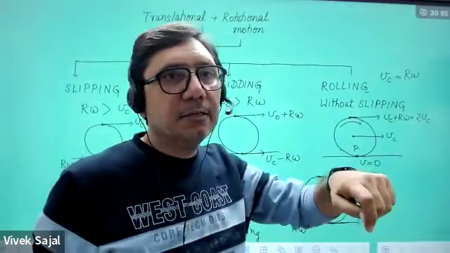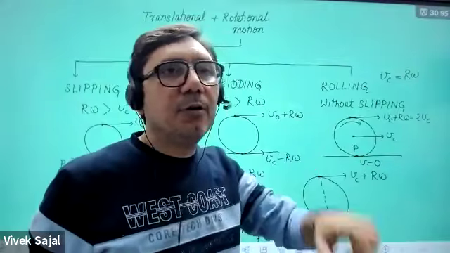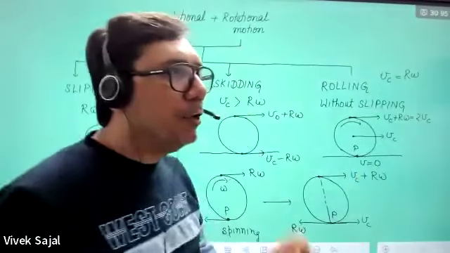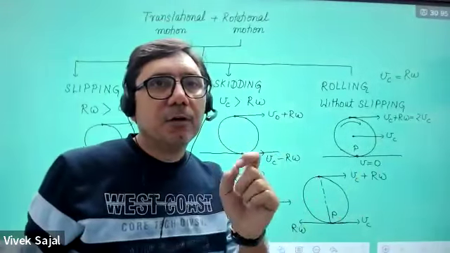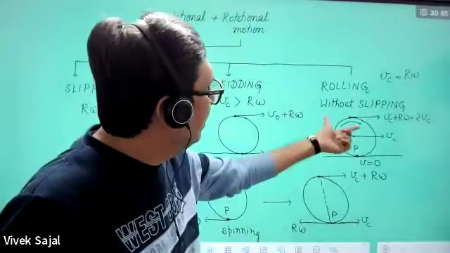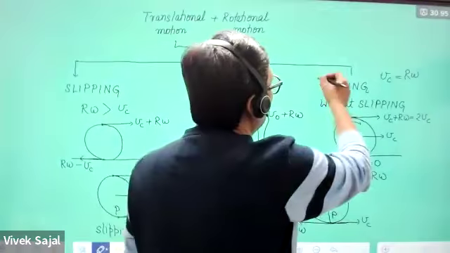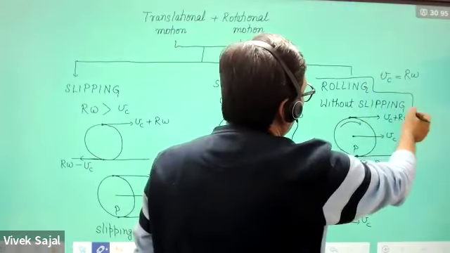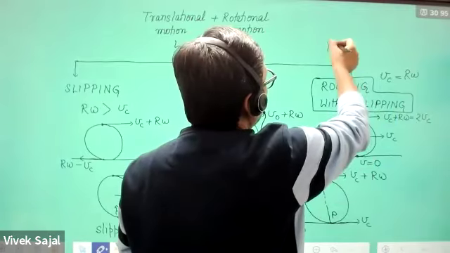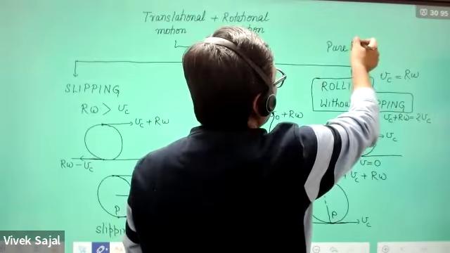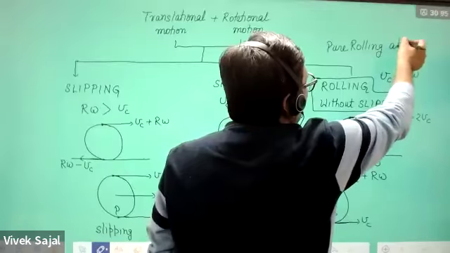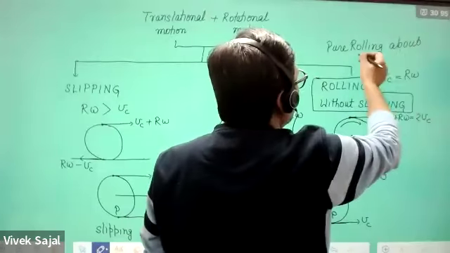If you look at point P, then you will find this is purely rotational motion, because there is no translational motion if you look at P. From the point of view of P, there is no translational motion, only pure rolling. So that's why this case is also known as pure rolling. You can write it as pure rolling about point P.